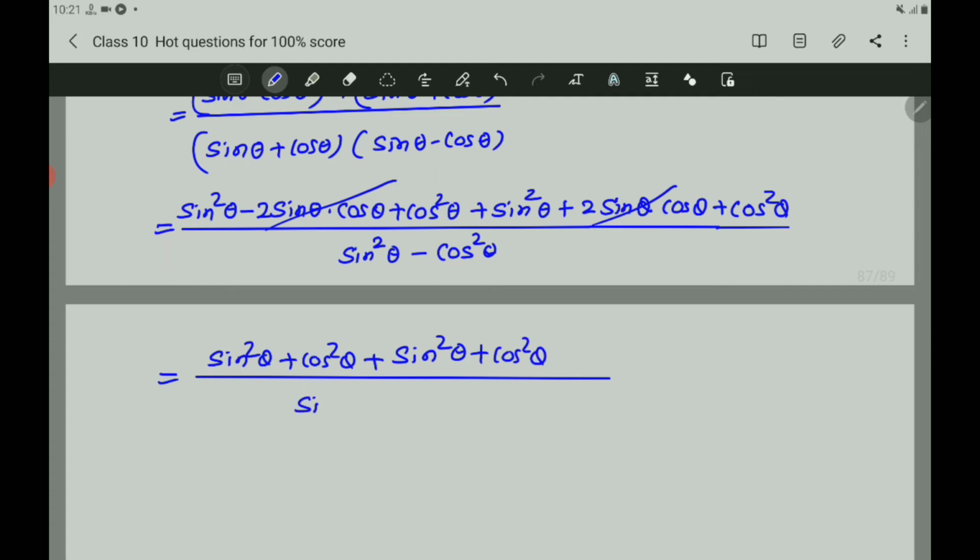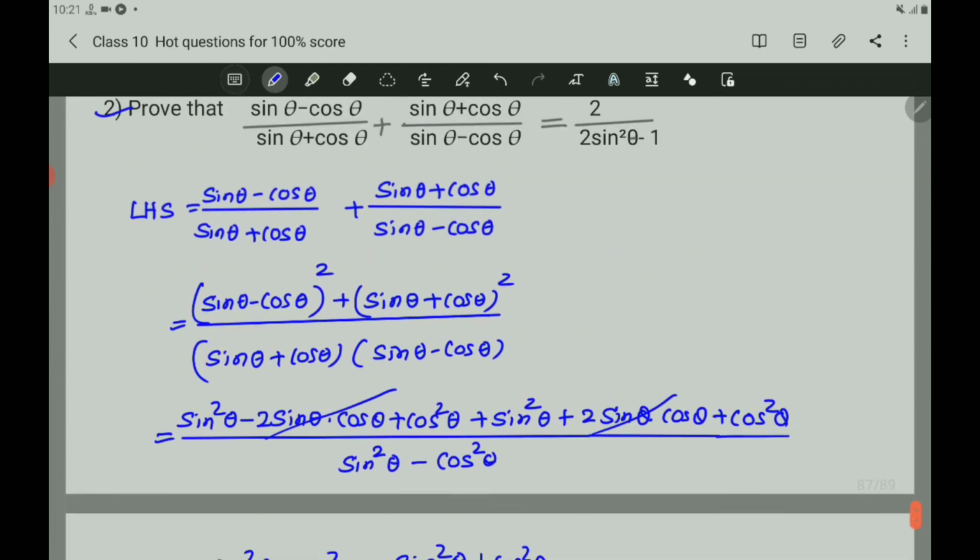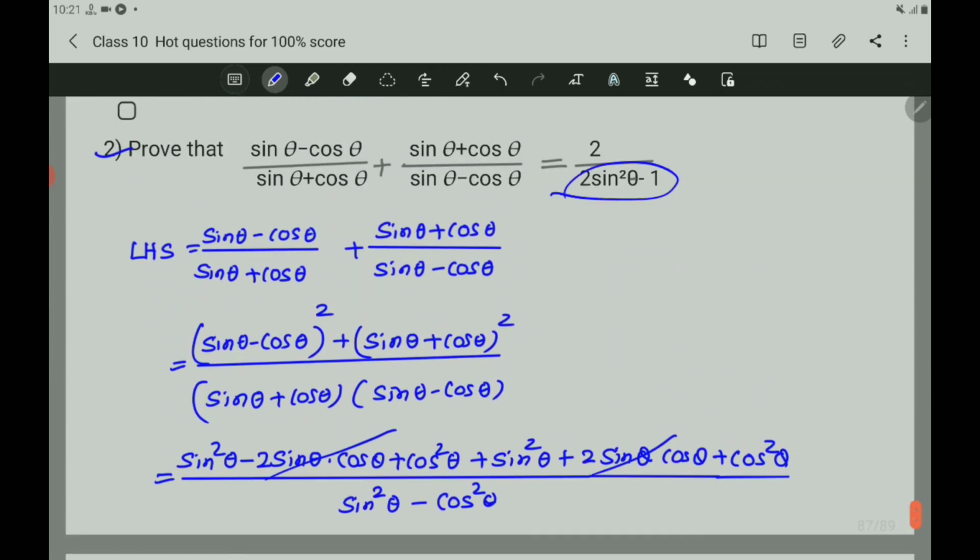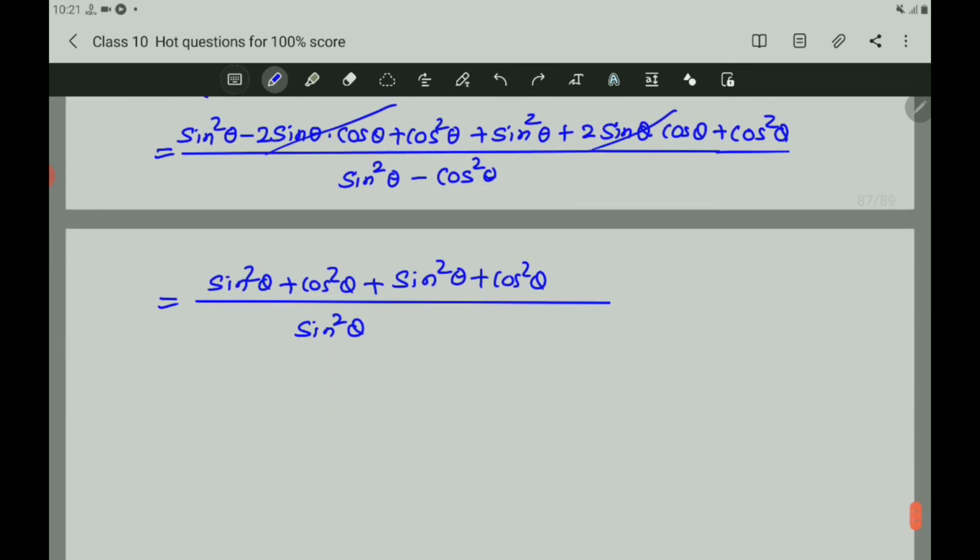In the denominator it is sin square theta, and here it is 2 sin square theta minus 1 and cos square theta is not there. So in the place of cos square theta you write 1 minus sin square theta, because you know that sin square theta plus cos square theta equals 1. So sin square theta equals 1 minus cos square theta.